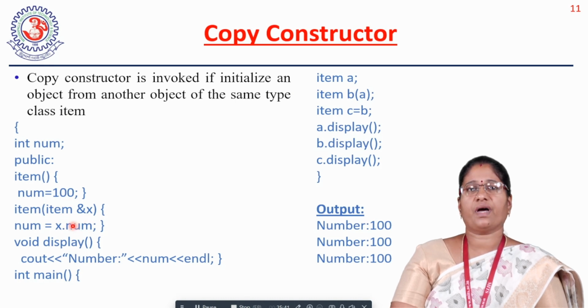Whatever value is there, we have to display with the help of the display function. The display function is to be a non-constructor function, so it will have a void return type. So we will print like this.